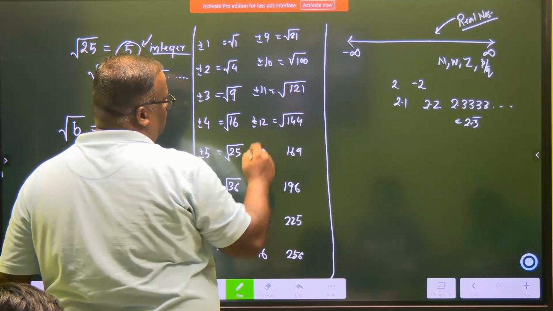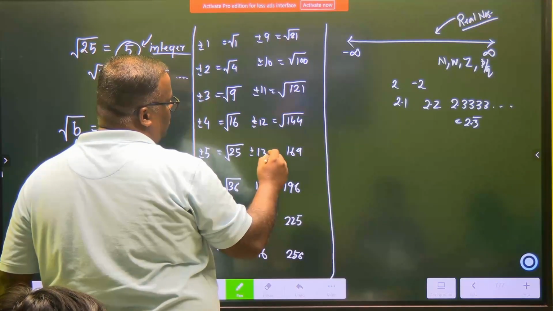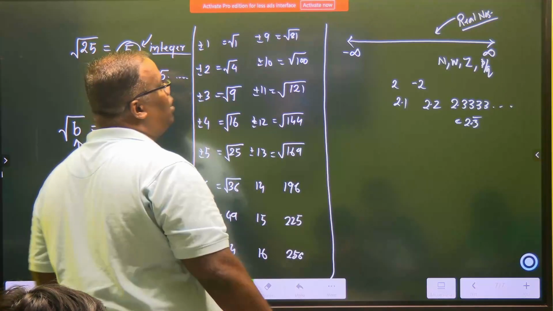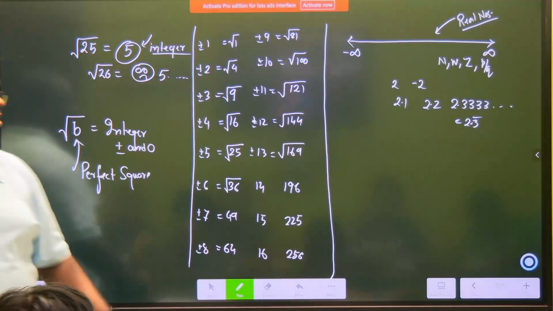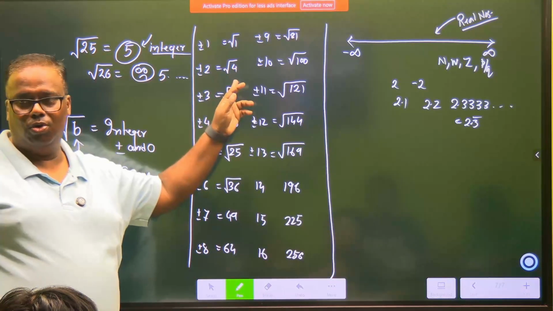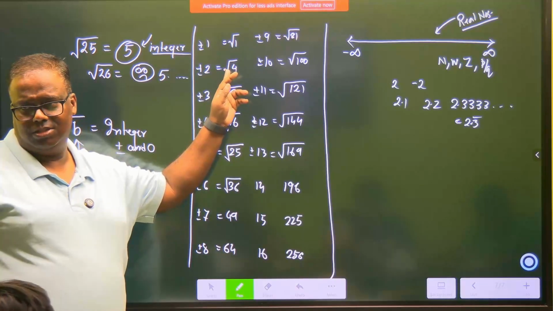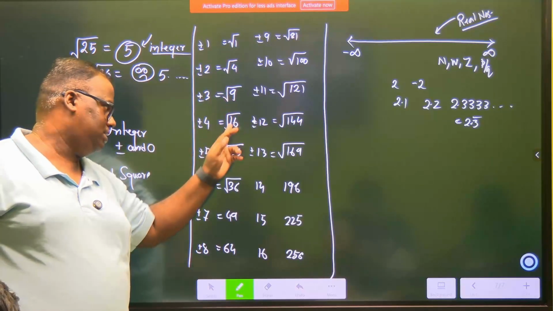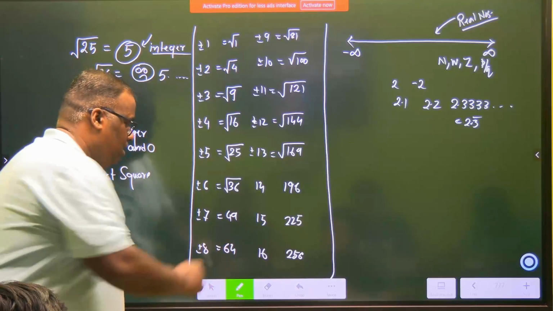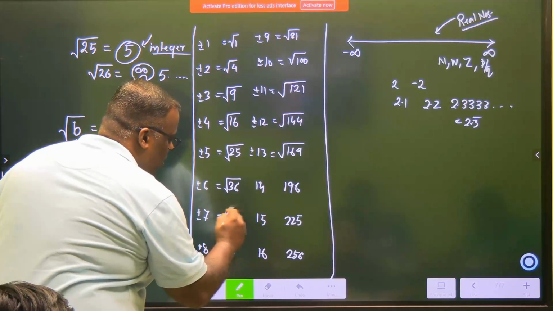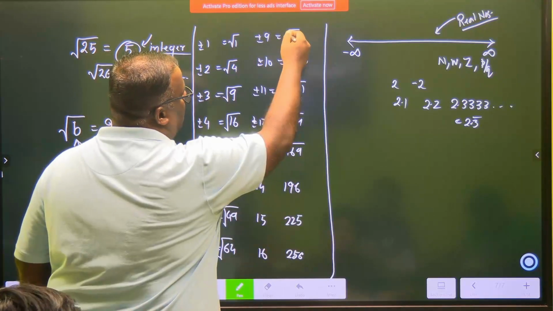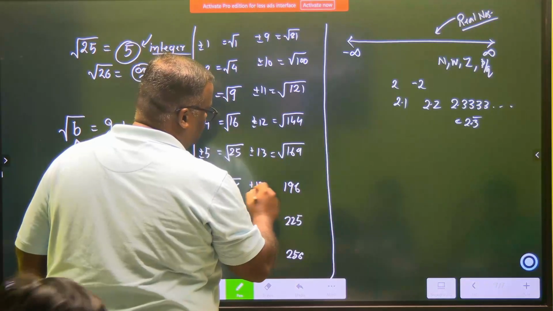In higher classes, they will tell you, between 1 to 100, how many perfect squares do you have? From 1 to 100, how many perfect squares are there? 1, 4, up till 10, right? So 10 perfect squares: 1, 4, 9, 16, 25, 36, 49, 64, then 81 and 100.